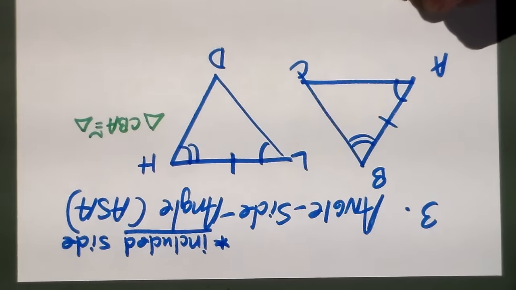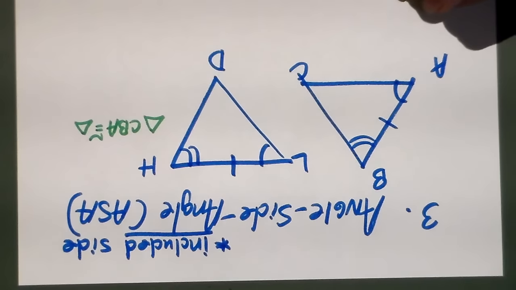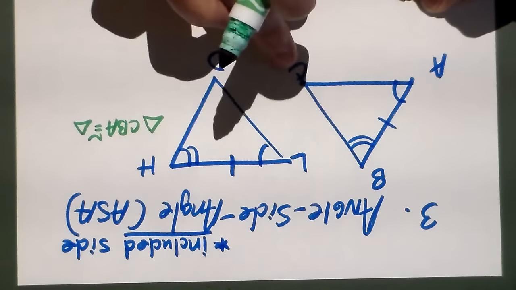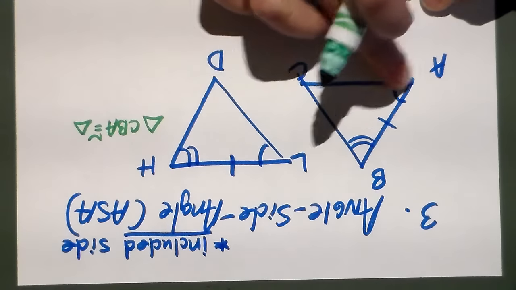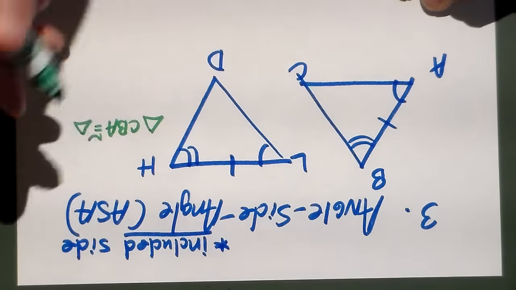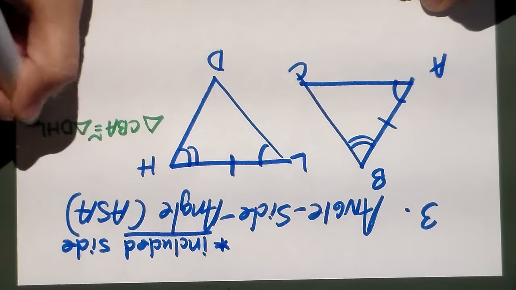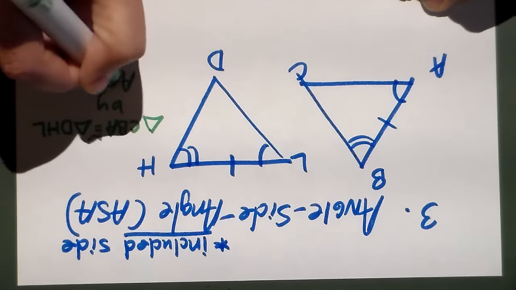The second triangle, if I called the first one CBA, I did CBA. I went from no tick marks to 1. I went through the angle with 2 to the angle with 1. So I have to call this one DHL. And that is by ASA.